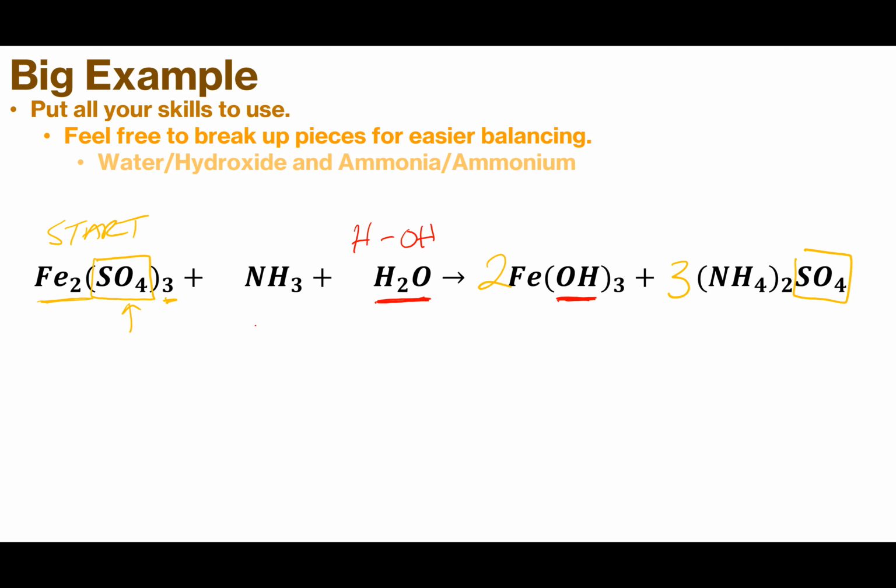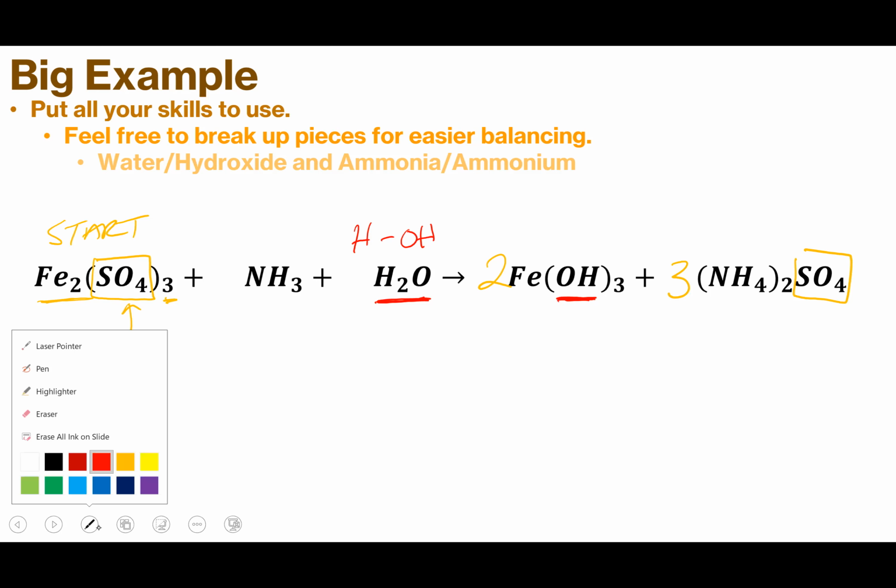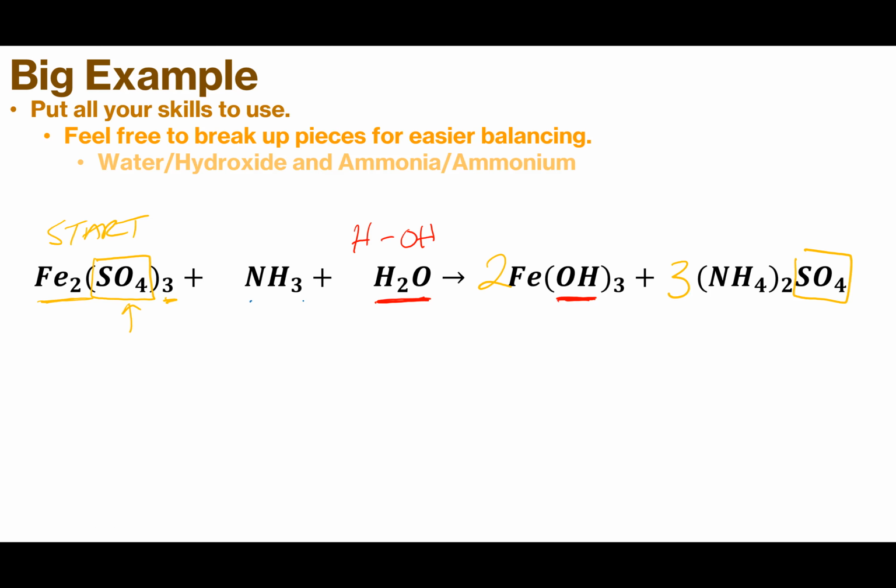We also, if we look, have ammonia, NH3, and we have ammonium, NH4. This is another one we can break up and say, this is the same thing as saying we have H, NH3. This isn't really what things look like, but it's a way to think about it in terms of making the balancing a little bit easier.